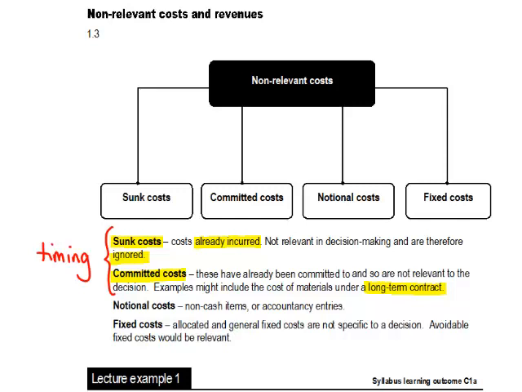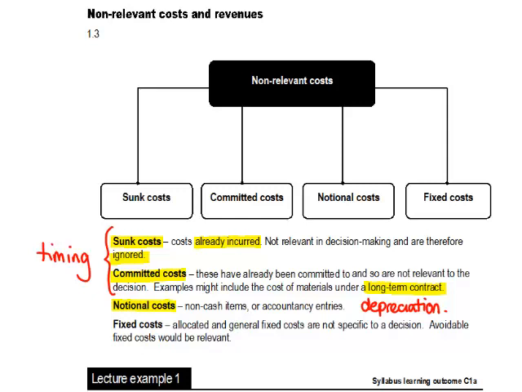We've also got notional costs. Now, notional costs are non-cash items. The most common of these that you're going to see in your questions is depreciation. Depreciation is not a cash flow, and therefore we need to ignore it.